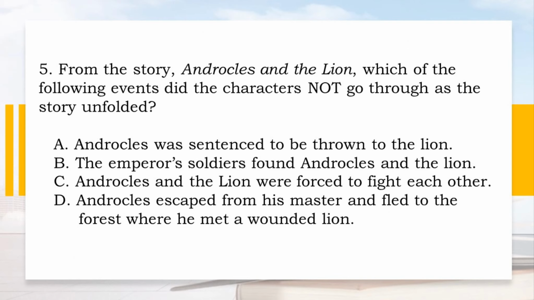5. From the story, Androcles and the Lion, which of the following events did the characters not go through as the story unfolded? A. Androcles was sentenced to be thrown to the lion. B. The emperor's soldiers found Androcles and the lion. C. Androcles and the lion were forced to fight each other. D. Androcles escaped from his master and fled to the forest where he met a wounded lion.